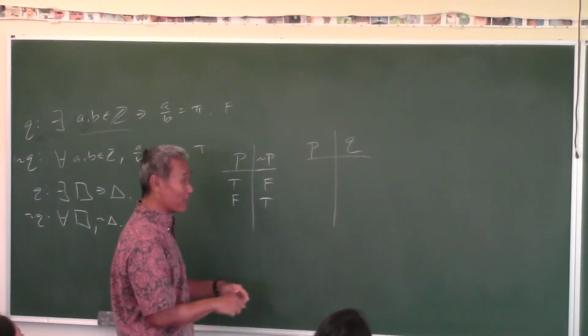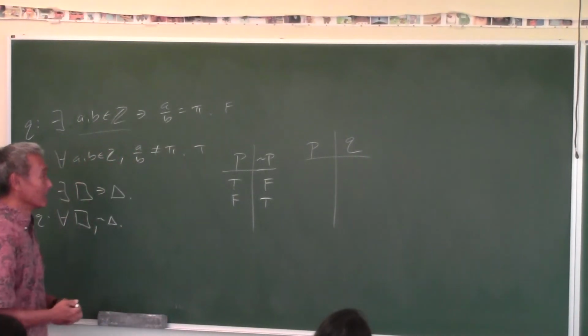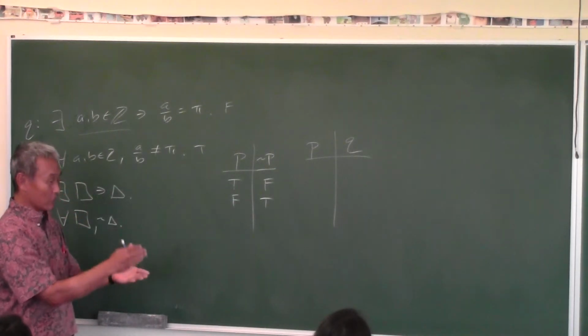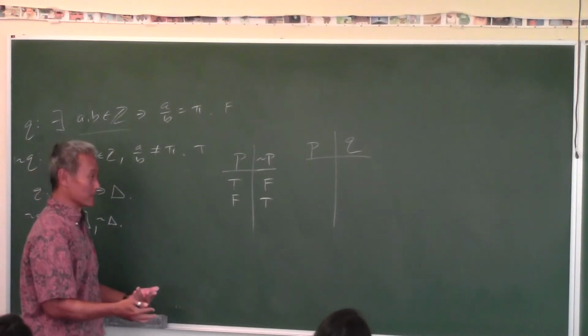2 times 2. But Mr. Park, 2 times 2 is the same as 2 plus 2. Yeah, but then what happens when we get to 3 statements, P, Q, and R? Then it's going to be 2 times 2 times 2, which is 8, not 2 plus 2 plus 2. You know what I'm talking about?